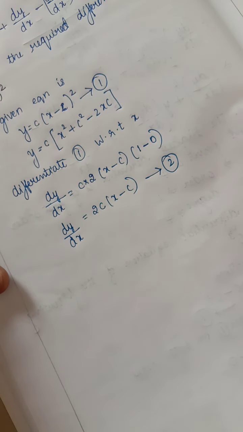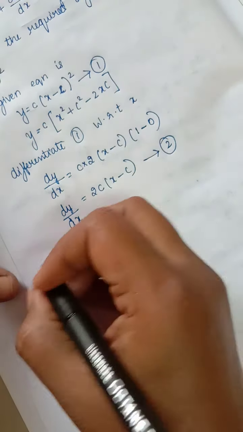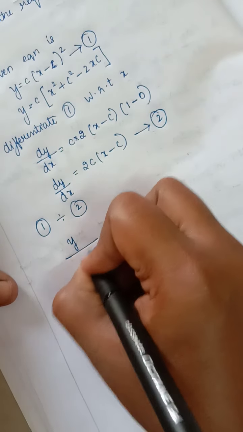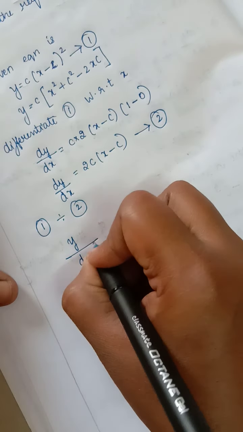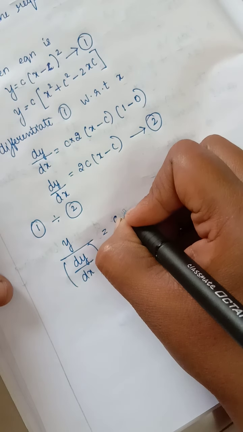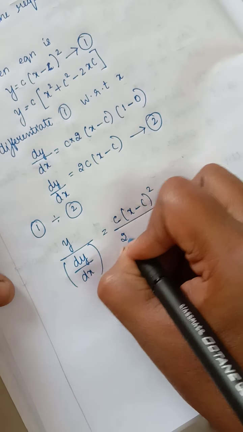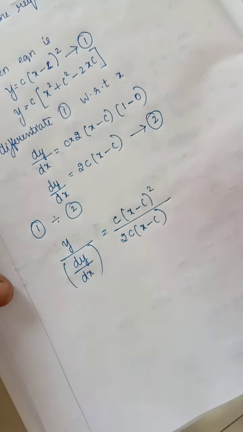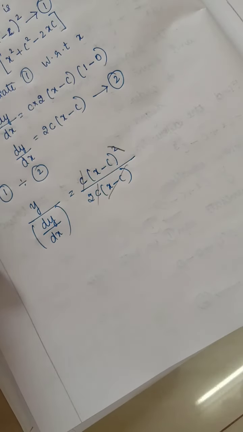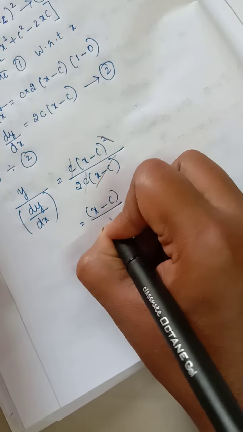Then what we are going to do is divide equation 1 by 2. So y by dy by dx is equal to c into (x minus c) the whole square by 2c (x minus c). Okay, so next this just gets cancelled, then c will get cancelled. So what will be the answer? You will be getting (x minus c) by 2.